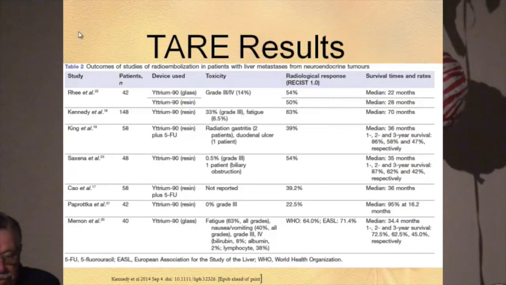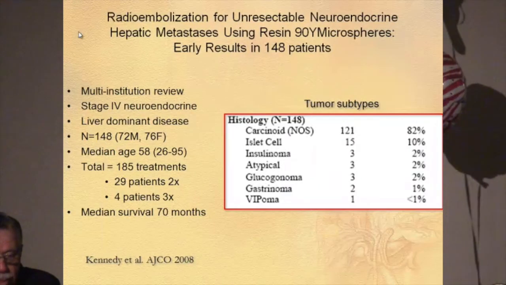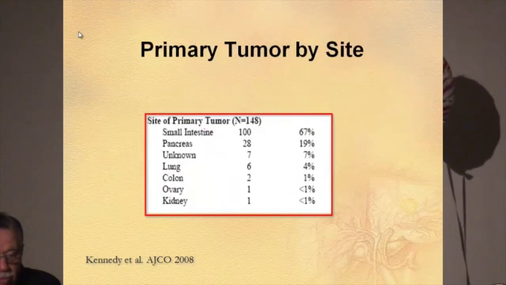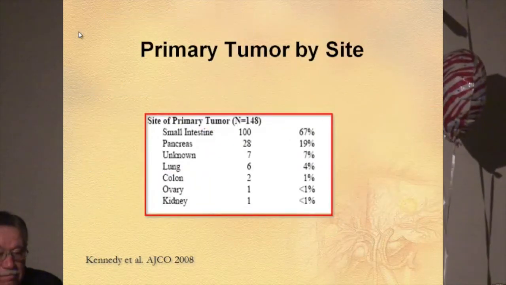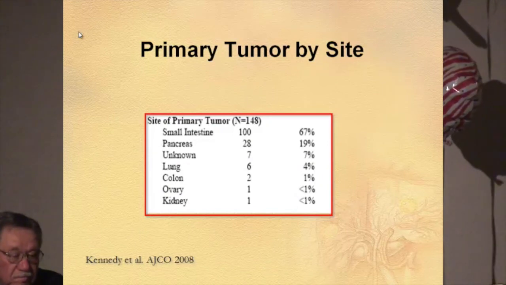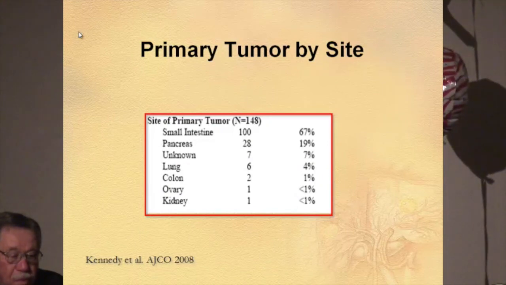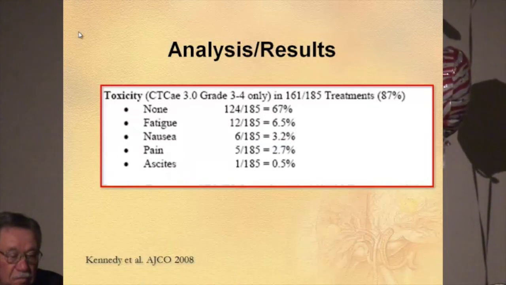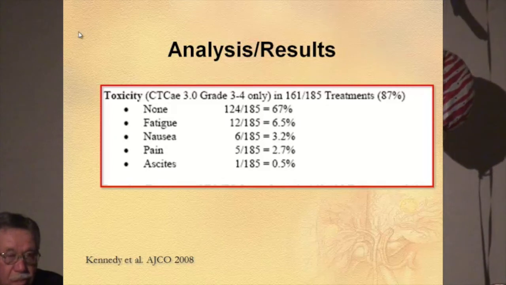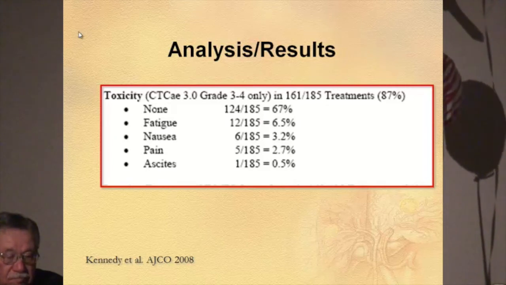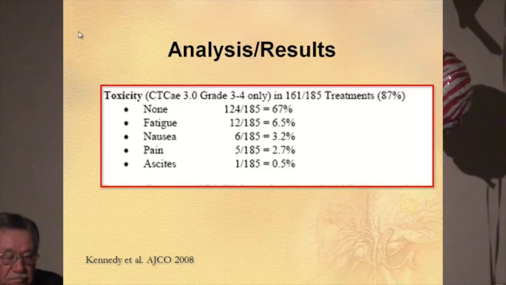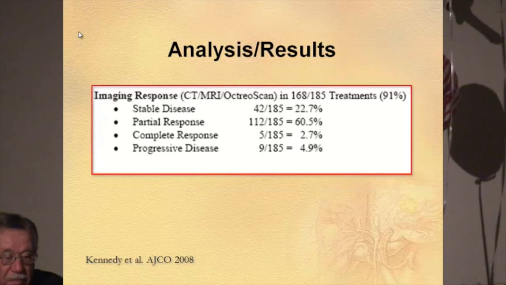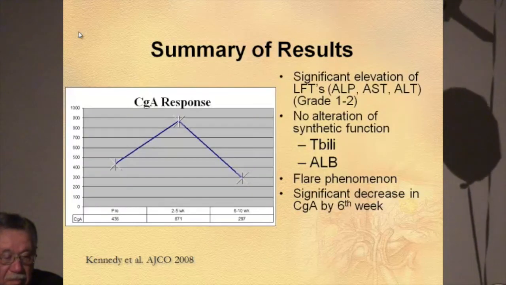There have been several papers looking at radioembolization results. This is one that we published in 2008, looking at 148 patients. The good thing about this particular paper is we had about 70-month median survival. As you would expect, these are the primary sites of the tumors. Only 5% of patients actually progressed despite our best efforts. Most patients developed some amount of fatigue. It was rare to have any ascites or pain associated with it.